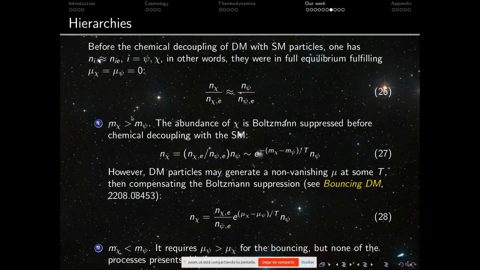So when you have the mass of the pseudo-Goldstone bigger than the fermion dark matter, from this equation with vanishing chemical potential, you can see that the number density of your pseudo-Goldstone goes like an exponential suppression. So you expect that at some point before chemical decoupling, the abundance of your pseudo-Goldstone boson decreases too fast.